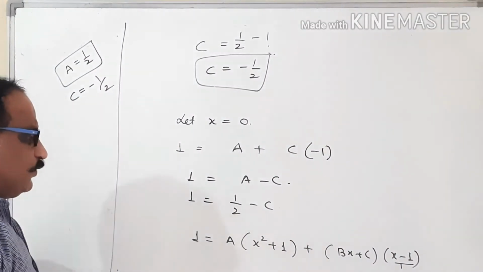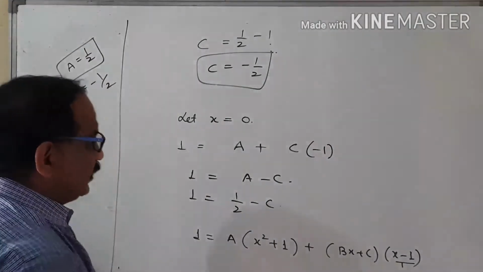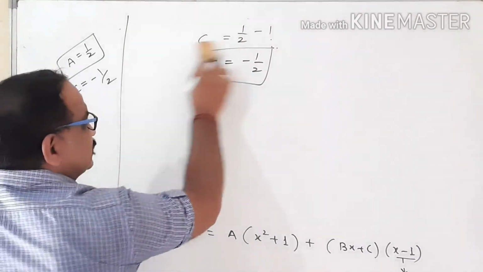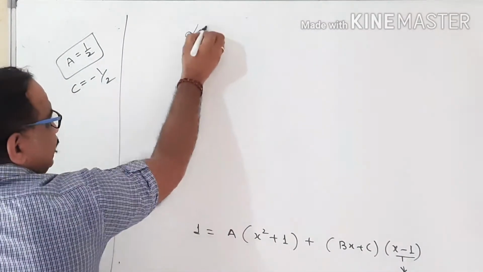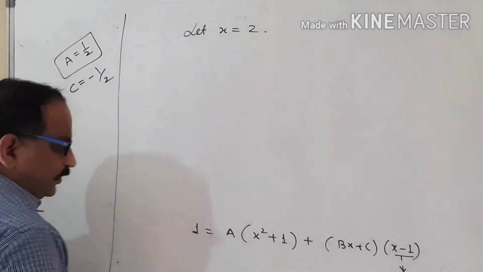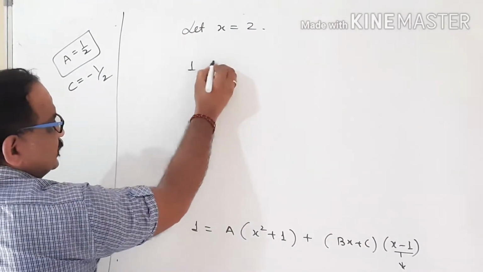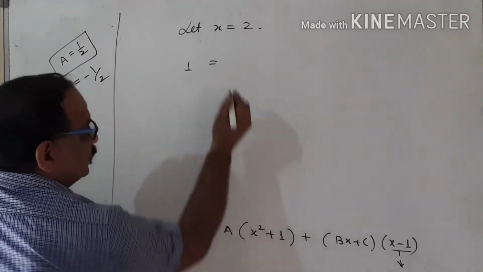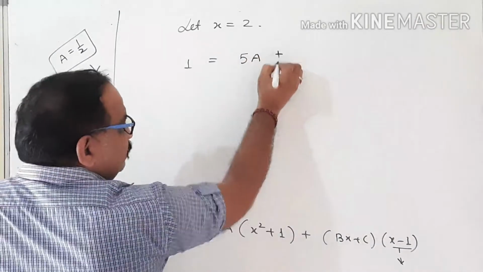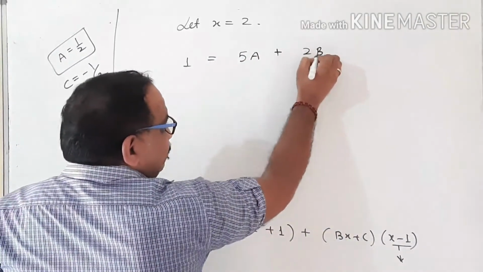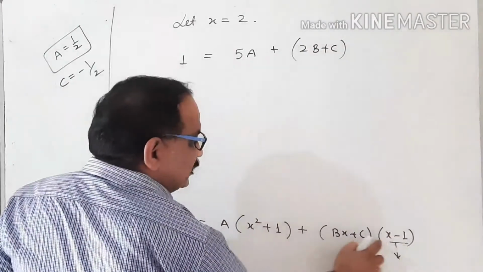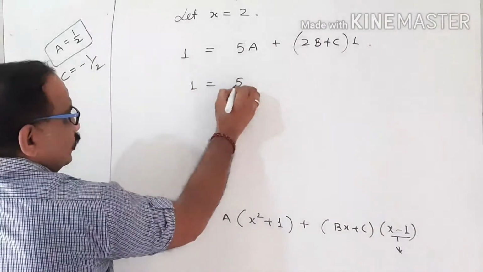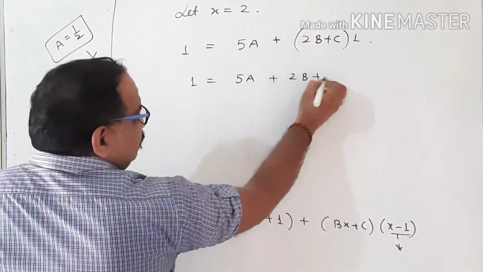Now we have to calculate one more thing. The value of b is still pending, so one more value is needed. So what should we put? Next we can put any other value. Say let x equal 2. In the left as well as right, there is 1. If we put 2, that becomes 2 square plus 1, which is 4 plus 1, 5. So there is a 5a, plus 2b plus c, and here 2 minus 1 is 1. So 1 equals 5a plus 2b plus c.